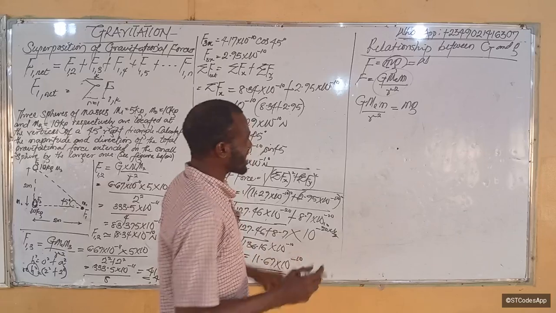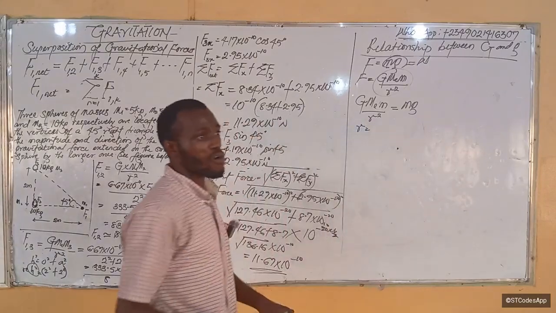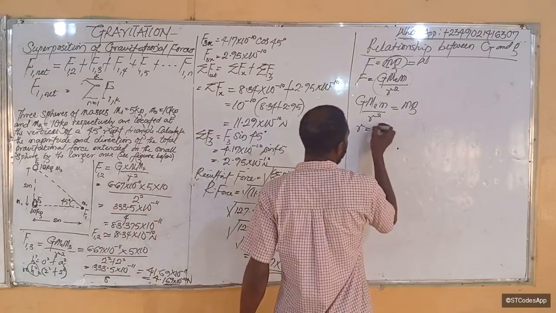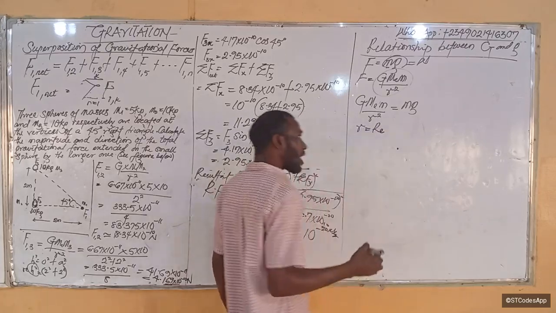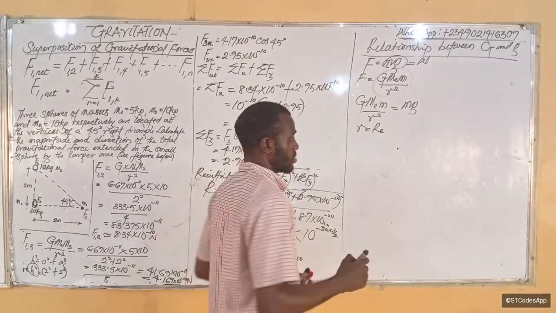Is that okay? Keep in mind that this r is going to be the radius of the earth, okay? Good, the radius of the earth, so I'll call it big R. In some places I might put R sub E, so that you know it is the radius of the earth. Now it has a value, it's a constant.